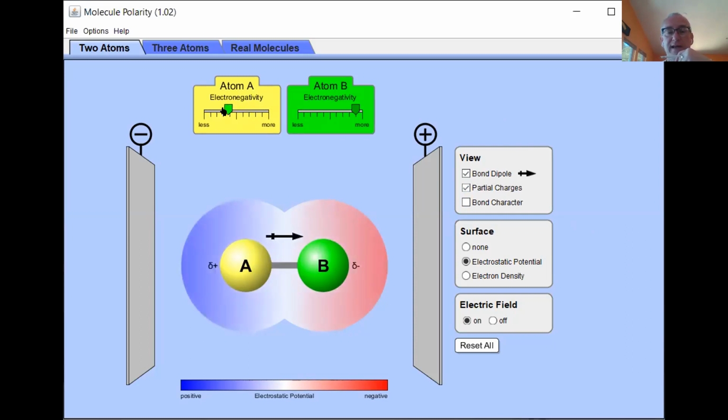Those partial charges, see how they get bigger and bigger? The partial charge gets larger as the difference in electronegativity gets larger. So we say the molecule becomes more and more polar, until basically, if I have atom A with the lowest possible electronegativity and atom B with the highest possible electronegativity, they won't be sharing electrons at all. That'll become an ionic bond.